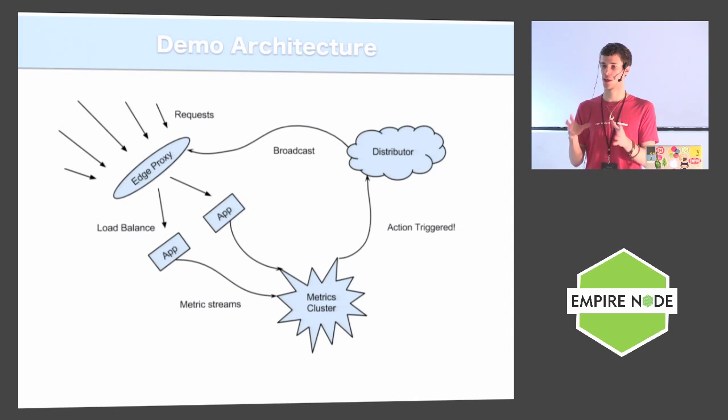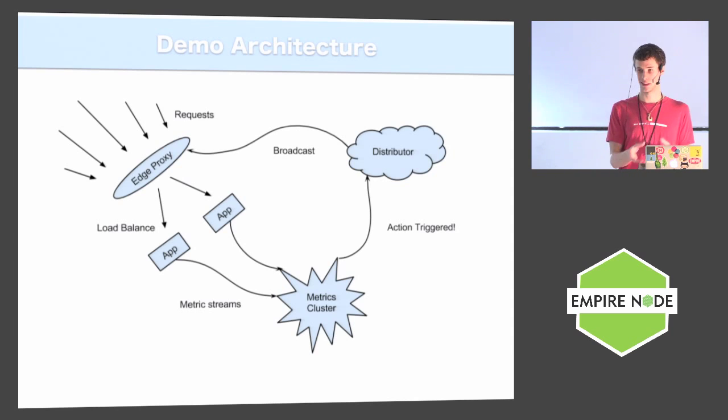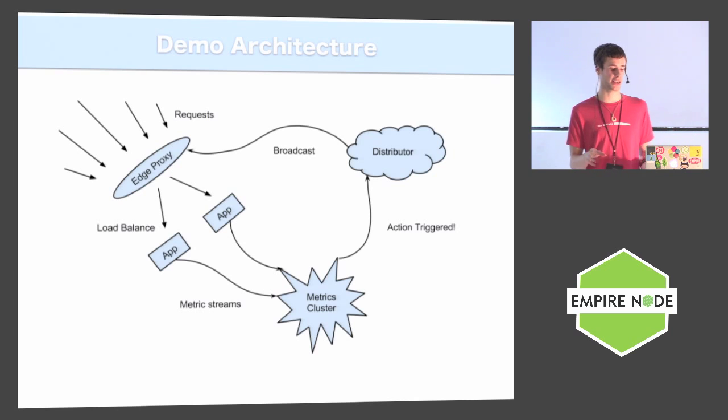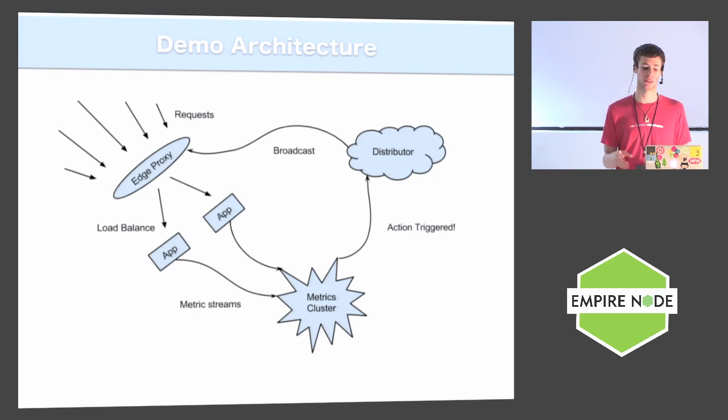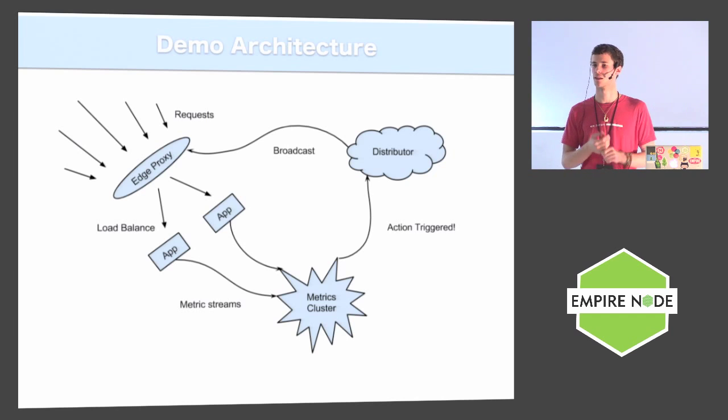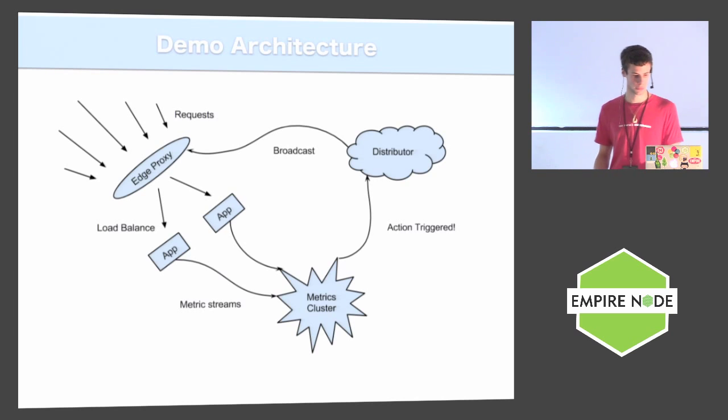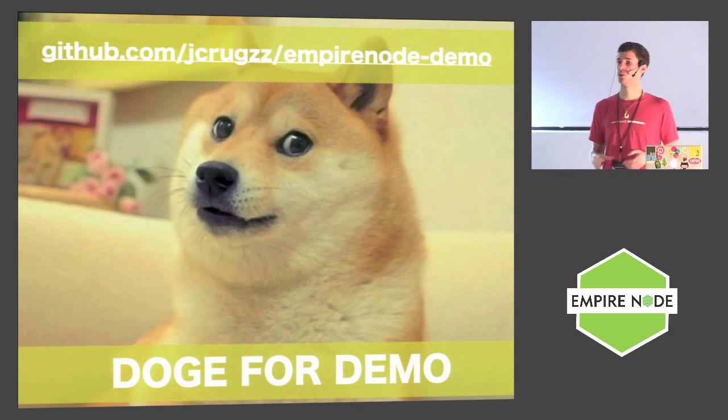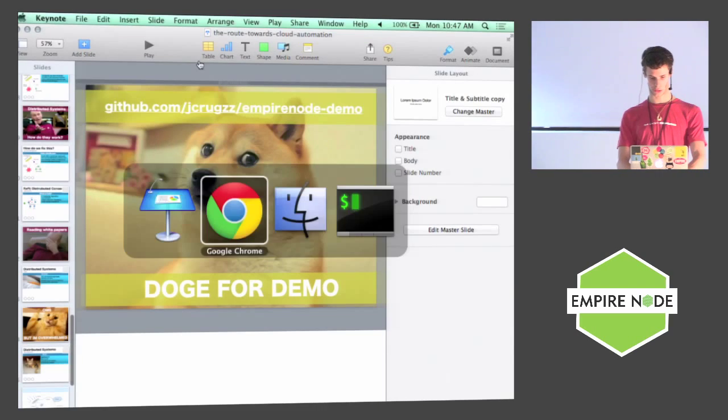And if it hits any of the thresholds that I've set, or the intelligence that I've put into this metrics cluster, it will then send an action to be taken on this distributor. The example I'm showing you is just adding and removing apps from the pool. So if one goes down, we can now just automatically take that out of the pool and keep distributing requests. If any of you want to take a look at the code, it's all open source. You can find it on my GitHub. And all right, let me show you this.